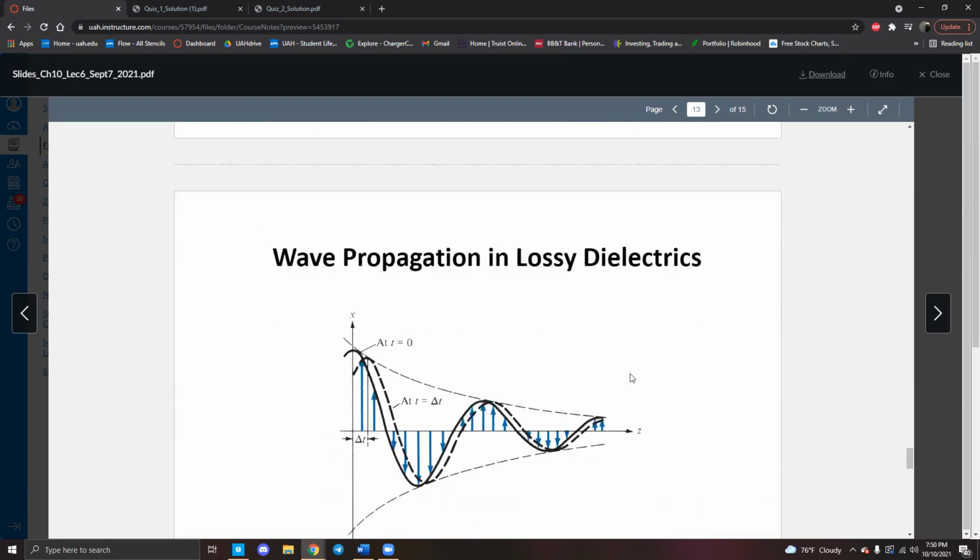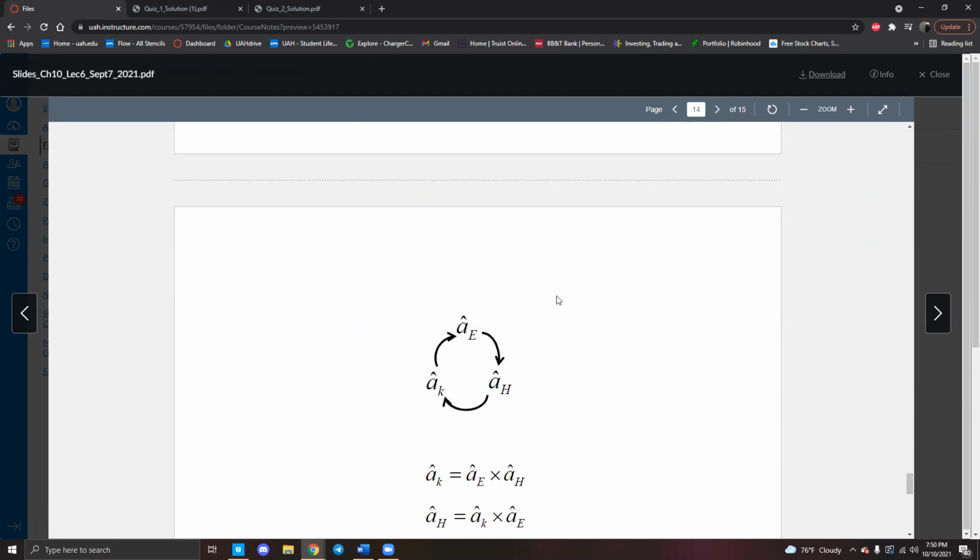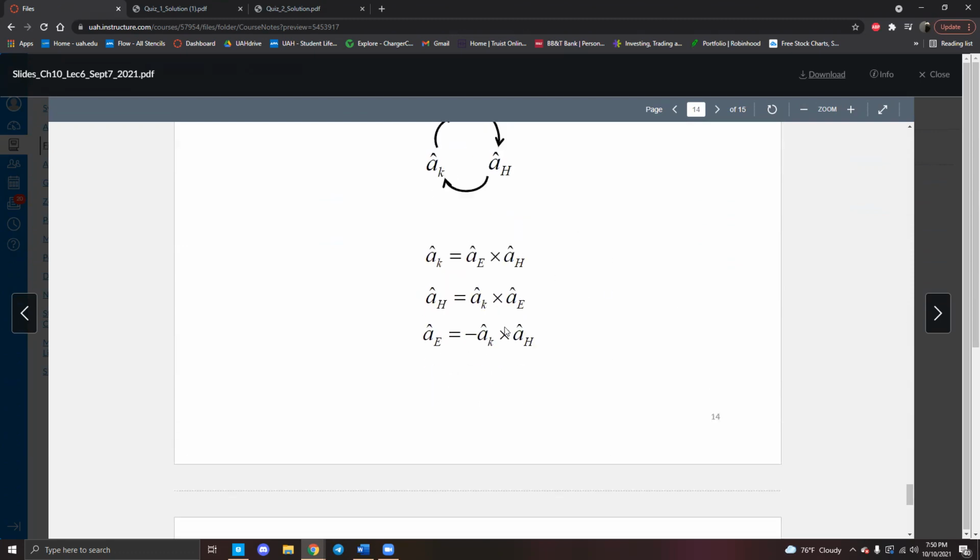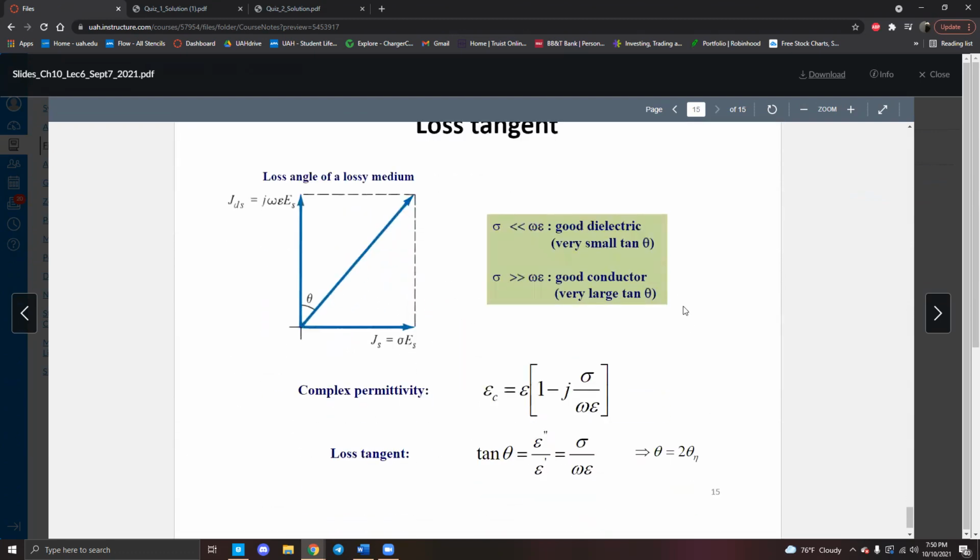Yep. And then we just have lossy, our favorite, this famous loop. Here's a good discussion on the loss tangent. This is some stuff which allows you to say good dielectric or good conductor. This is another one to classify a good conductor, which also means a very large tan of theta.